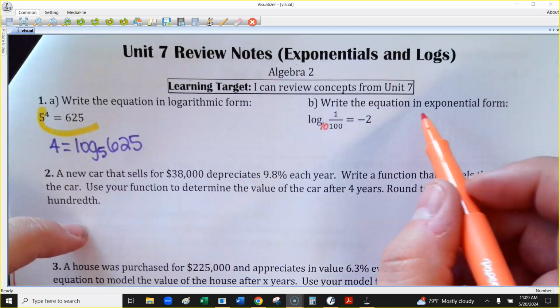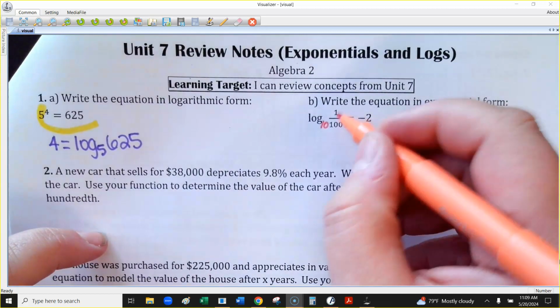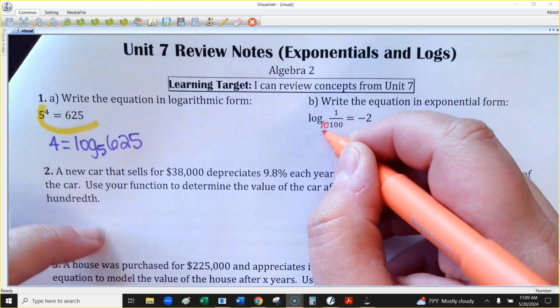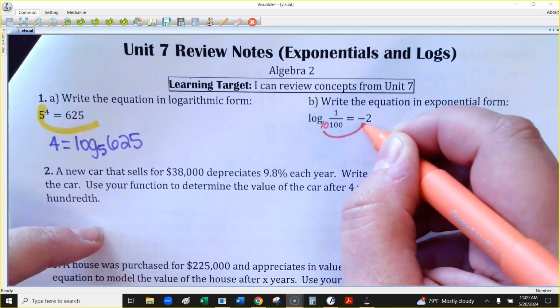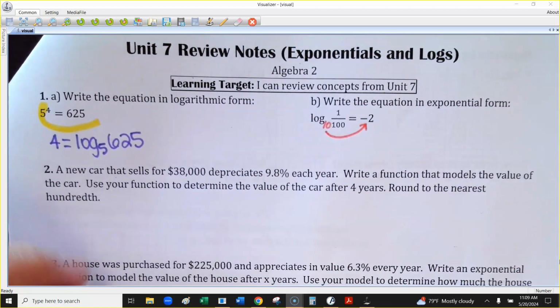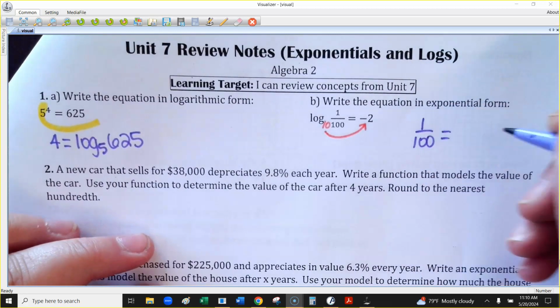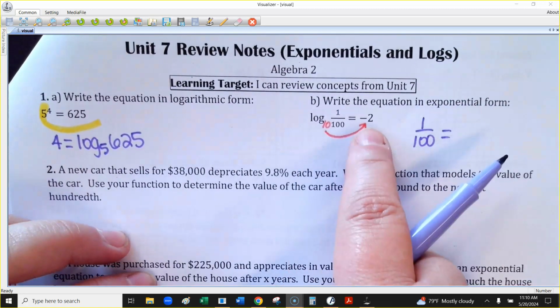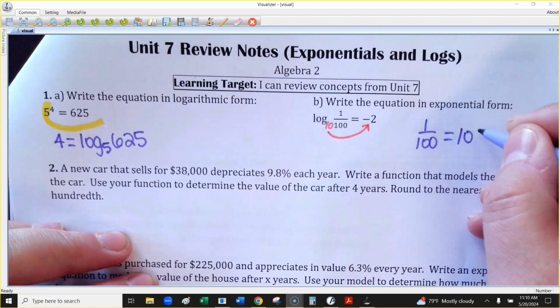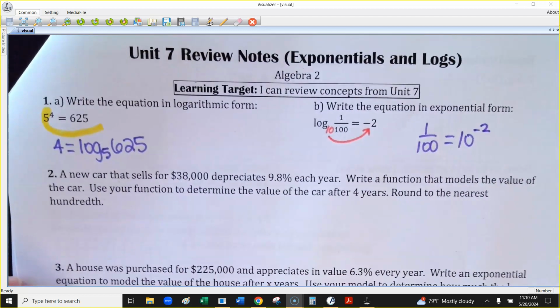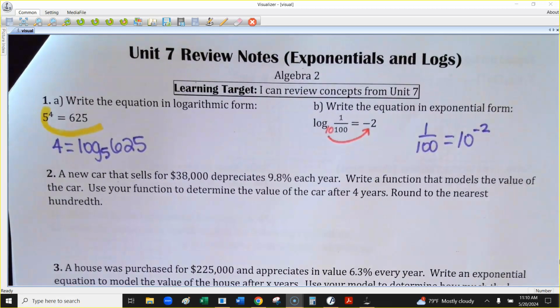So this says write this in exponential form. So that means I don't want to see the word log. To do that, the base of the log is going to swing to the other side. And you just leave the 1 over 100 right where it's at. And the 10 is going to push that -2 up in the air into being an exponent. So it's 10 to the -2 power. And you're not doing anything else here. These are true statements. You're just rewriting it in a different form.